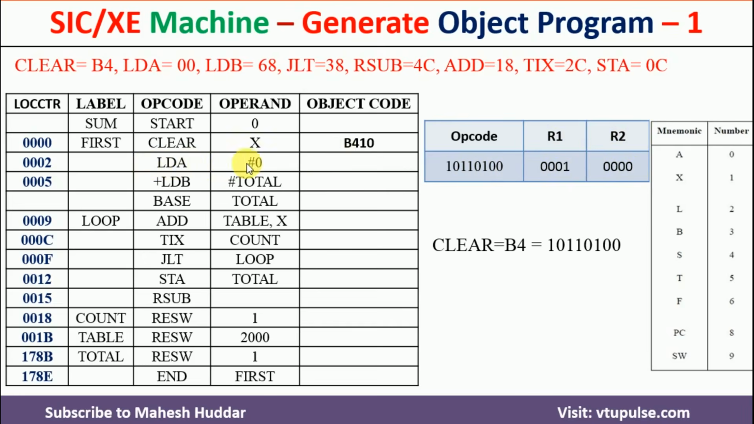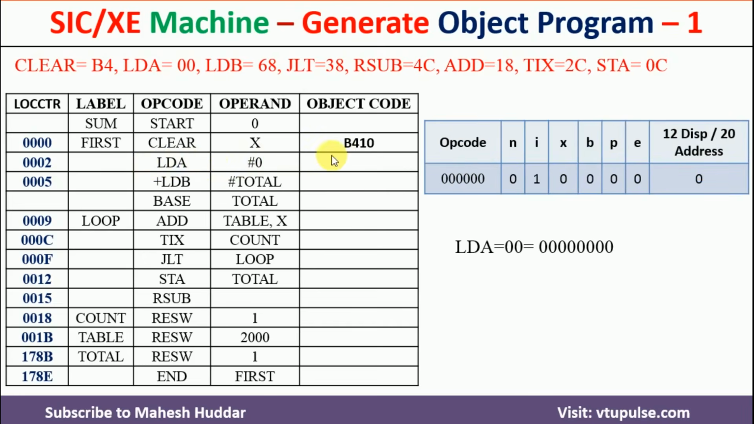Now coming to the next one, it's a type 3 instruction. The type 3 instruction format is something like this: the first 6 bits are opcode, then NIXBPE. N means indirect addressing mode, I is immediate addressing mode, X is index addressing mode, B is base relative addressing mode, P is program counter relative addressing mode. E is set to 0 if it is type 3, and E is 1 if it is type 4. A 12-bit displacement is used if it is type 3, and a 20-bit address is used if it is type 4.